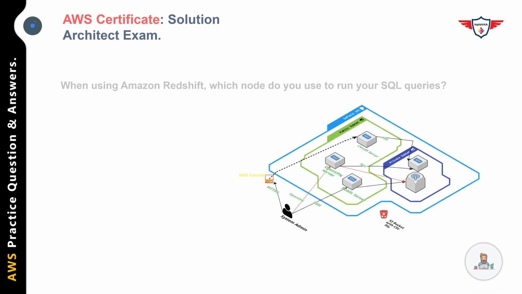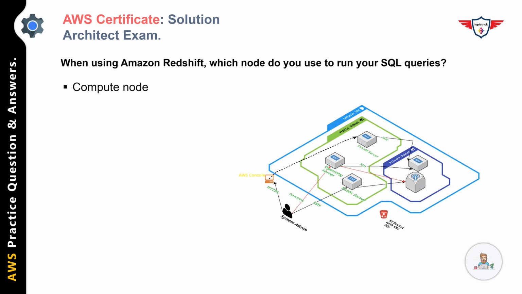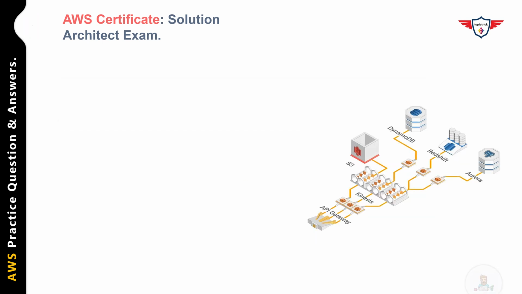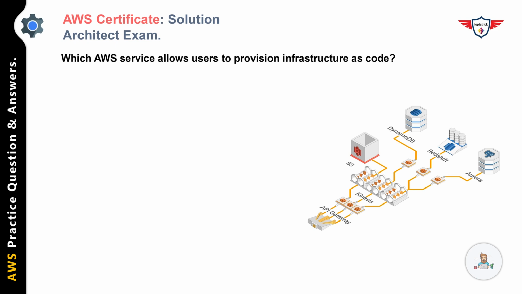When using Amazon Redshift, which node do you use to run your SQL queries? Your options are compute node, cluster node, master node, and leader node. The correct answer is leader node because it acts as the SQL endpoint and receives queries from the client application, parses those queries, and develops a query execution plan. On the other hand, compute nodes execute the query execution plan.